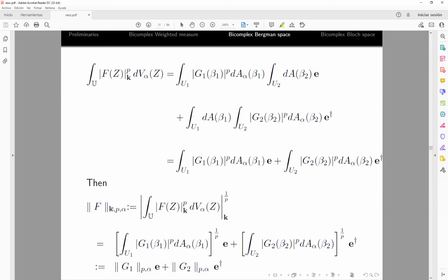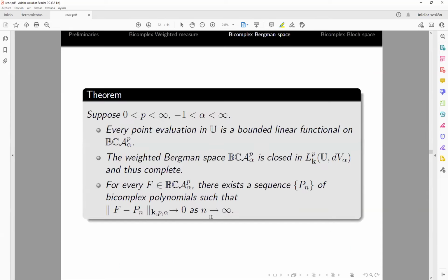Of course, I am saying key norm, but exactly it is not a norm. We consider power 1 over p, but we can put the power 1 over p on each component, and then we get our result. Now, we can also prove the following.